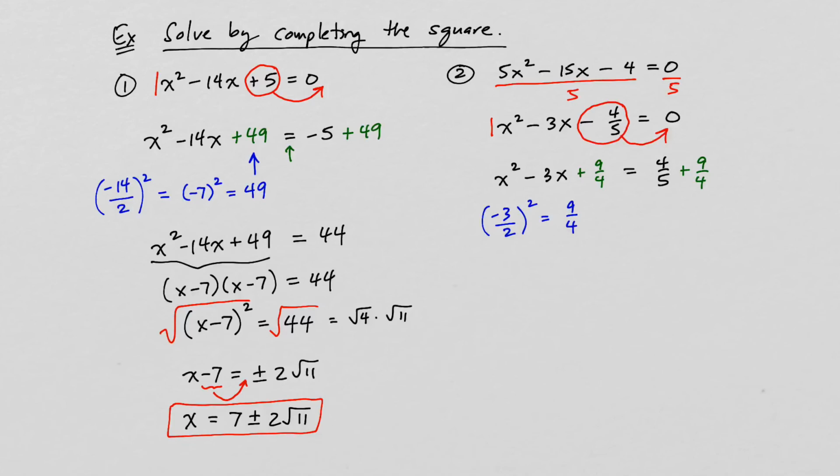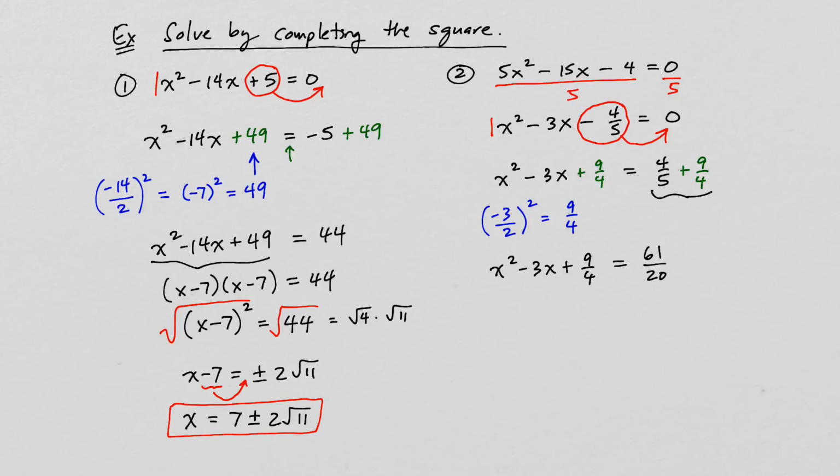Now the significance of doing this is the left-hand side, which is x squared minus 3x plus 9/4, is a perfect square trinomial. And the right-hand side, we're just going to add those fractions together. You can do that by getting a common denominator, or you can do that on a calculator. Basically, 4/5 plus 9/4 is going to be 16 plus 45, which is 61 over 20. You could verify that if you want.